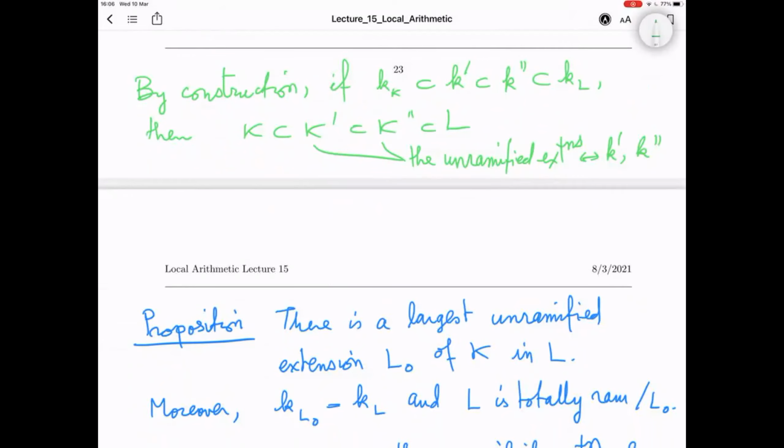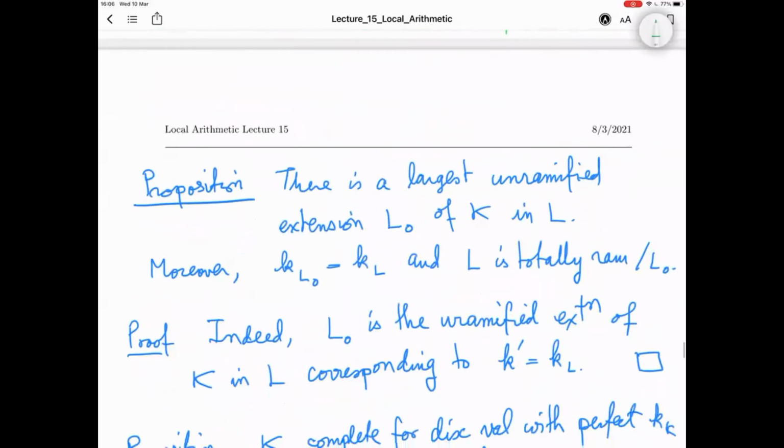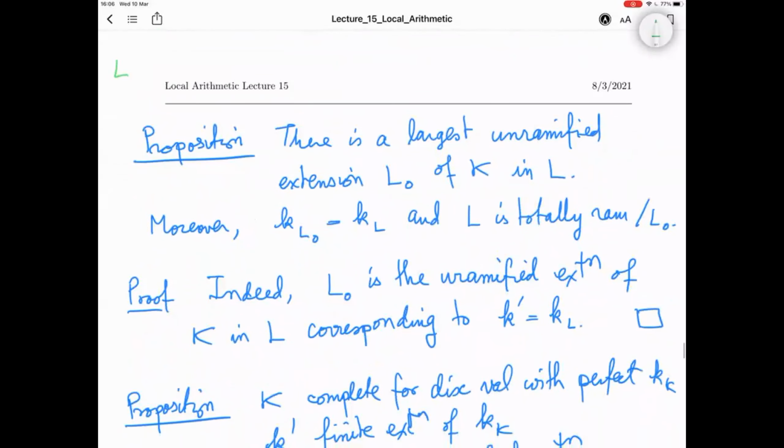Okay. So it's also clear that if I have an inclusion of these things, then I have the inclusion of the corresponding unramified extensions of K. So in other words, now if my L and K are given, I'm claiming that there's a largest unramified extension, L naught, let's call it, of K in L, which contains every other unramified extension. And why is that?